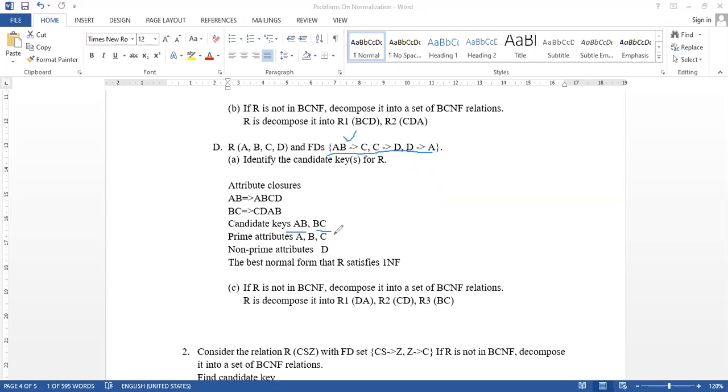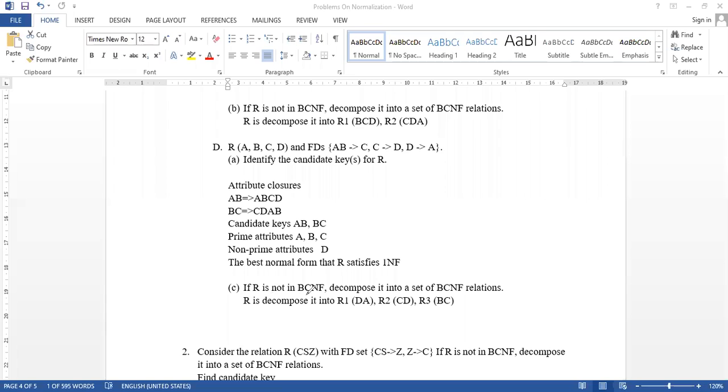Then C determines D. So what is C here? It is a part of the key. What is D? D is a non-key. Part of the key to non-key. So it is violating the rule of 2NF, right? So it is having partial dependency. So the highest normal form of this relation is only 1NF.